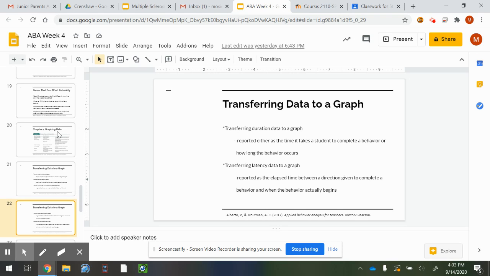To transfer latency data to a graph, we report the elapsed time between a direction given to complete a behavior and when the behavior actually begins. Remember, don't confuse it with how long it lasts. It's from the time we give direction to the time the behavior begins.